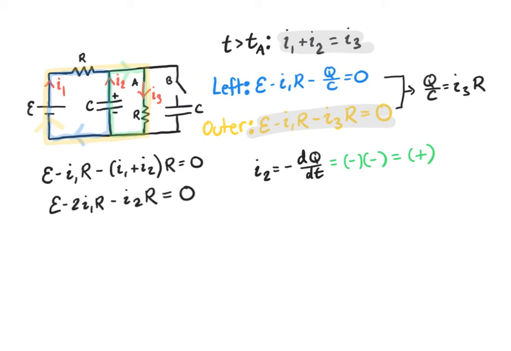I'm still left with two unknowns, Q and I1, so I'm also going to need to substitute in my left loop equation. That'll allow me to eliminate I1 in terms of Q.